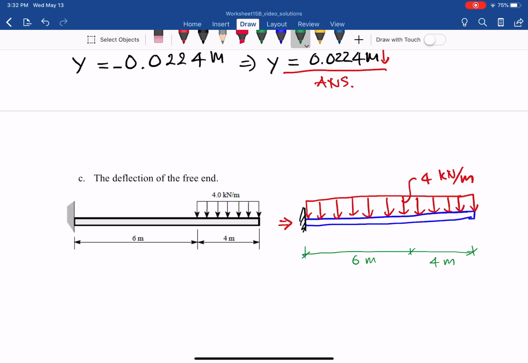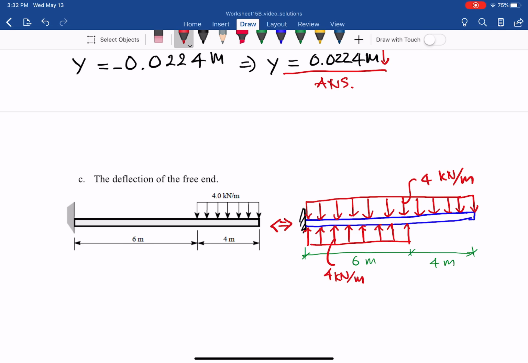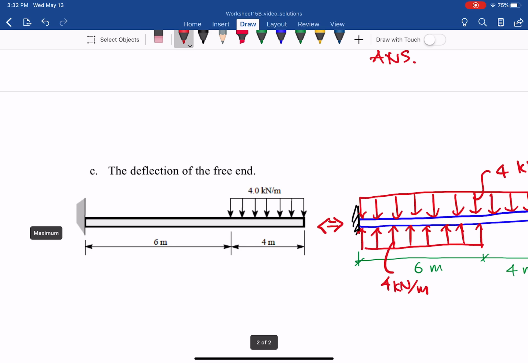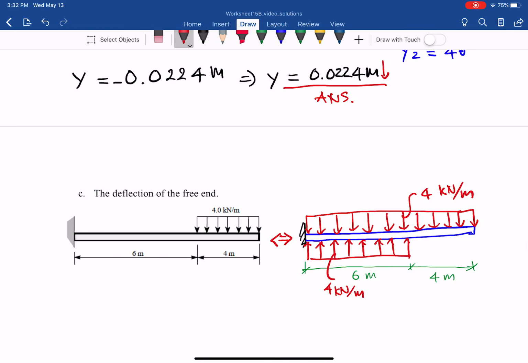The only 4 kilonewton per meter is in the 4 meter. Now I put the whole 10 meter. How come it's equivalent? How can I get away with that to make it equivalent? Can I replace it here with the distributed load with the same magnitude but going up? You see 4 kilonewton per meter. And can you see that equivalent? Of course, at the first 6 meter, there is 4 kilonewton per meter going down and 4 kilonewton per meter going up. Then it's 0, same as the original problem, right? And the last 4 meter, 4 kilonewton per meter.